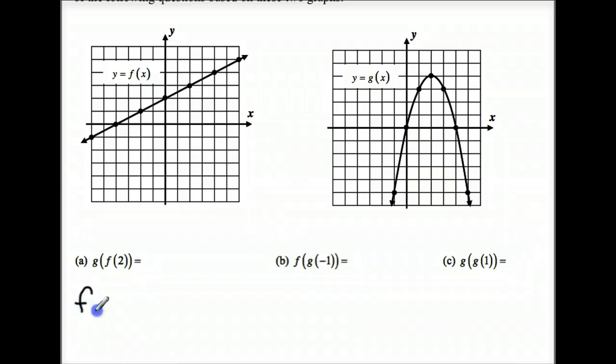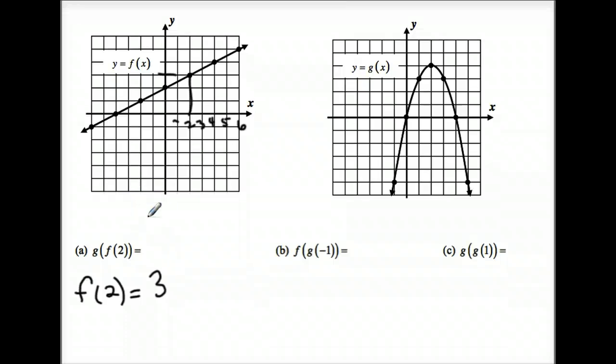So the first thing I want to do is find f of 2. Look for my graph. This is my f of x graph, and this is my g of x. I'm looking for f of 2, meaning when x is 2, what's my y value? I go up to 2. Each box represents 1. My y value here is 1, 2, 3.